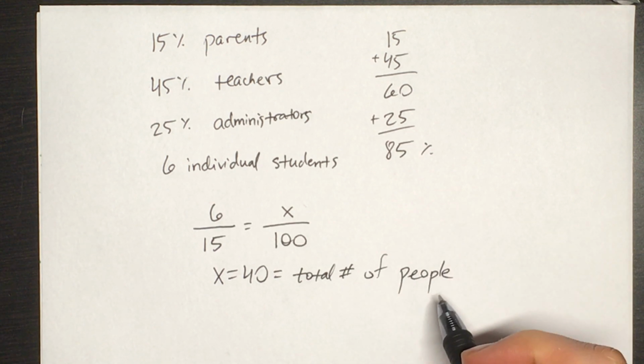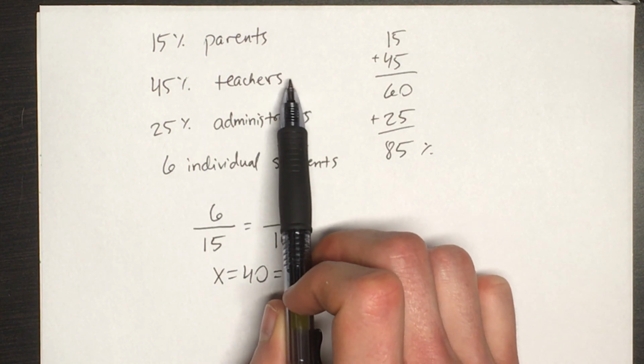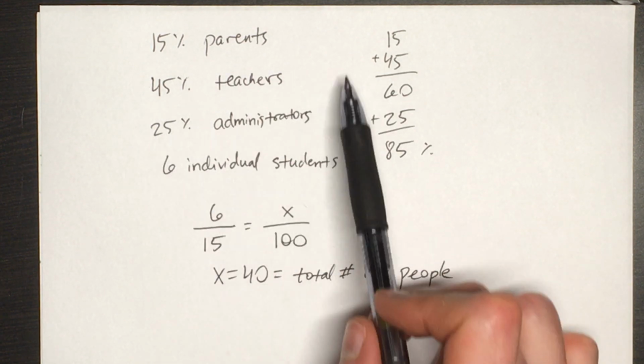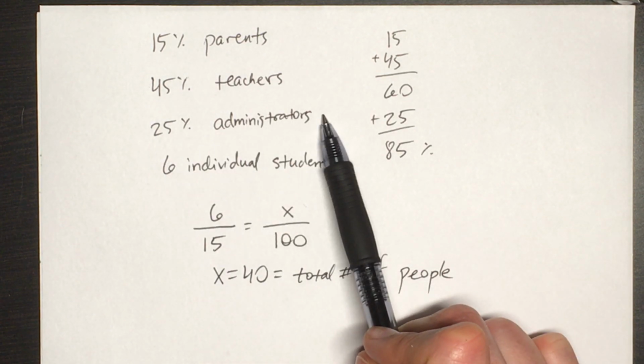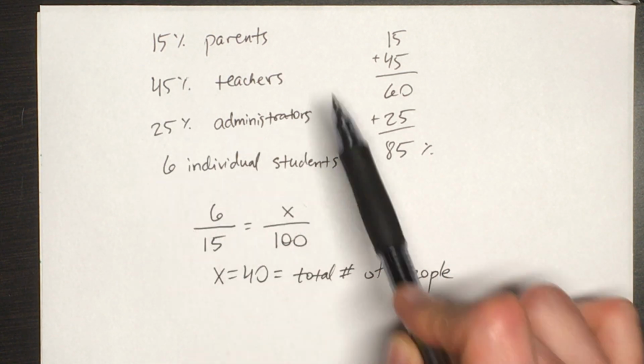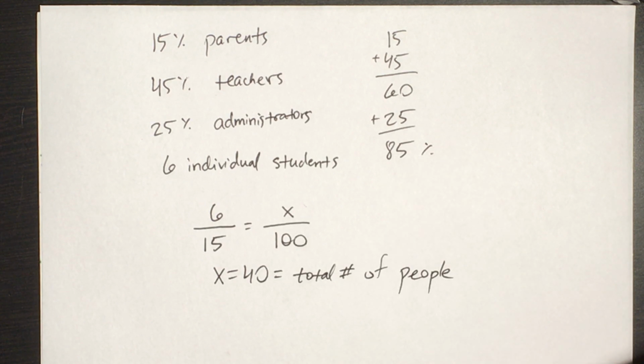And from here, what do we want to find? We want to find how many more teachers were invited than administrators. There's 2 ways you can do this. You can either find how many teachers were invited, find how many administrators were invited, and then subtract the 2, or you can just take the percent difference and find out how many people that represents. So I'll just go ahead and do both ways.